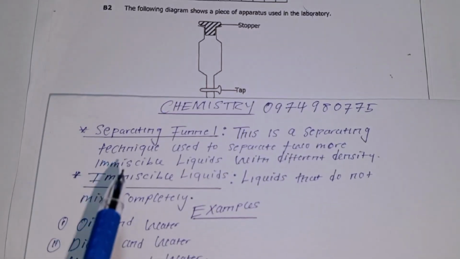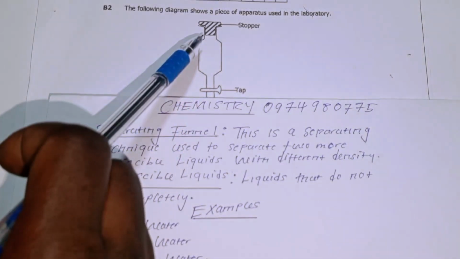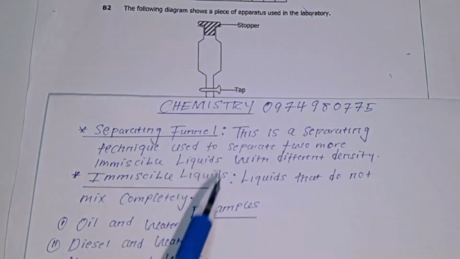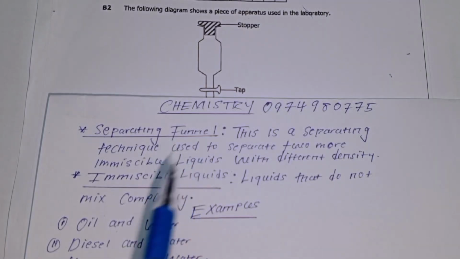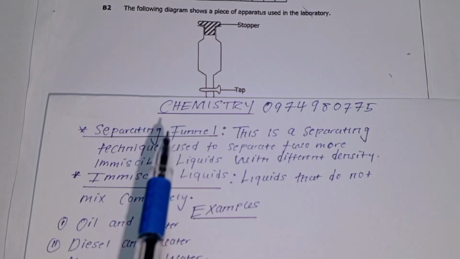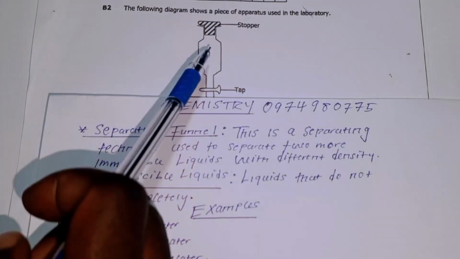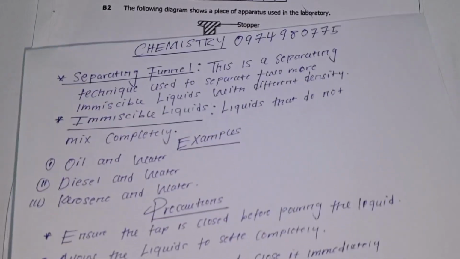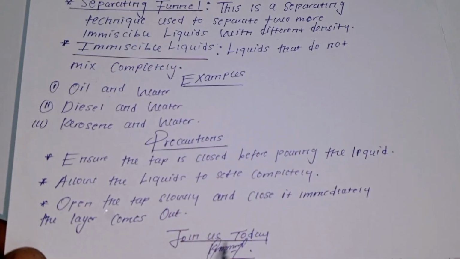Then apart from that, you also need to make sure that you don't fill up the separating funnel completely. Instead, you need to leave some space for shaking. Remember that the liquid will be shaken in order for it to mix completely. So you need to make sure that you leave a bit of space that will be used for shaking. So these are some of the few notes that I had for you on this topic.